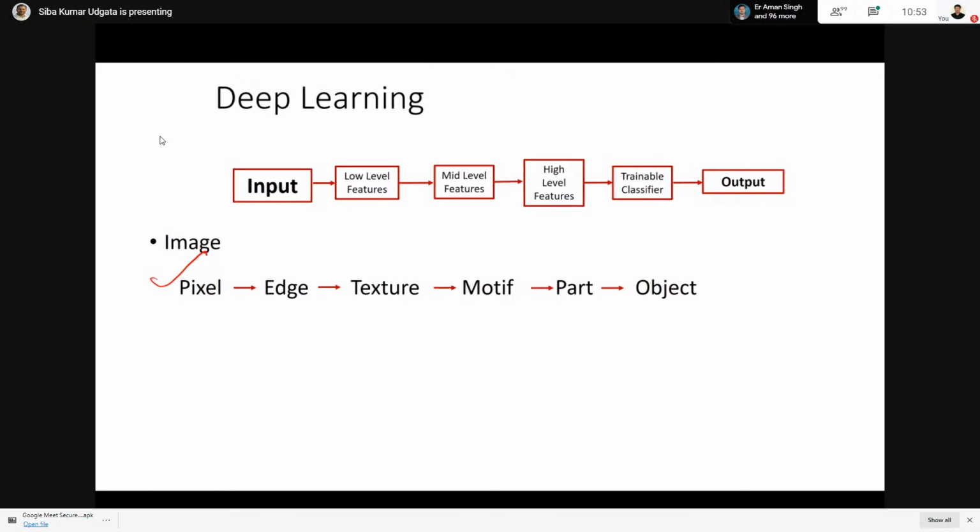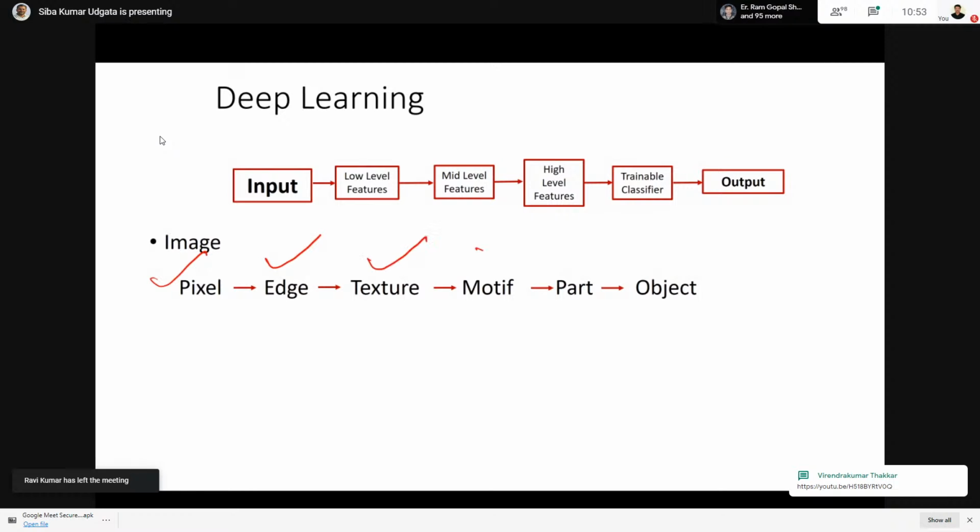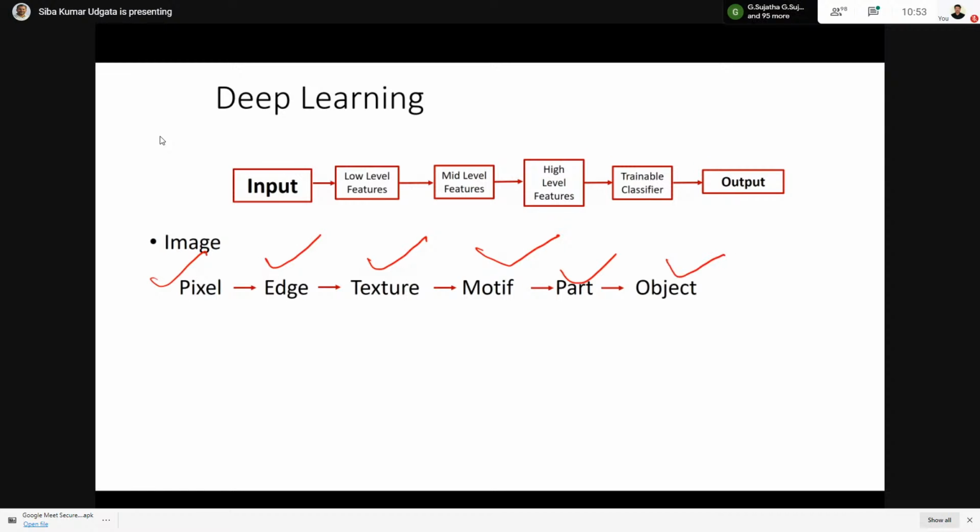So what happens is, in the input, you get pixel values. Then in the lower-level features, you get the edges. You only get the edges of the picture. Then you get the texture. Then you get the motif, and then you get the different objects or parts. And then finally you decide whether it's an object or not.